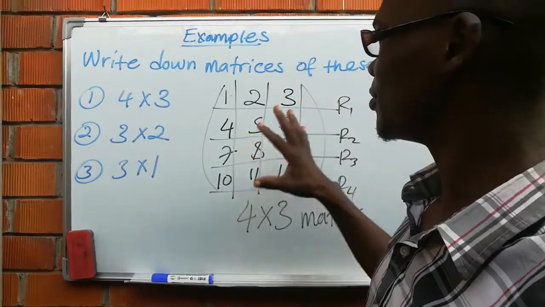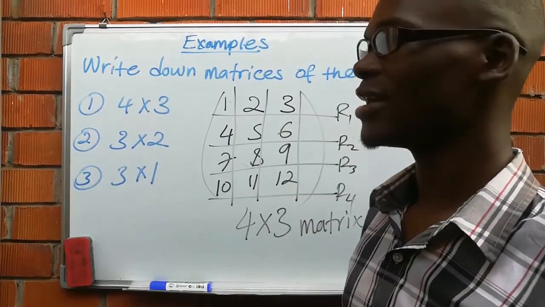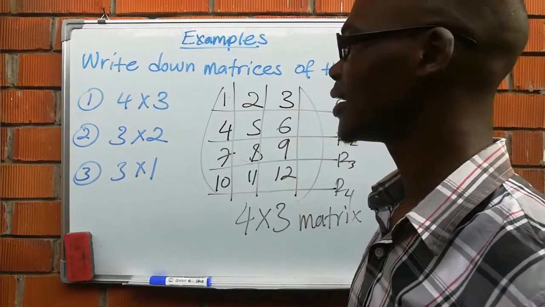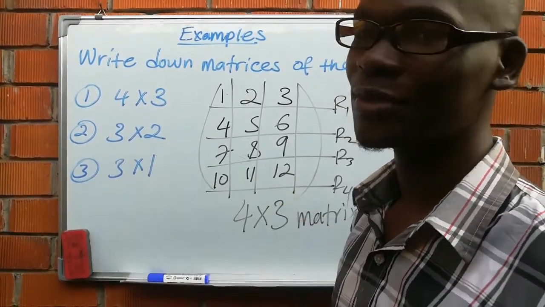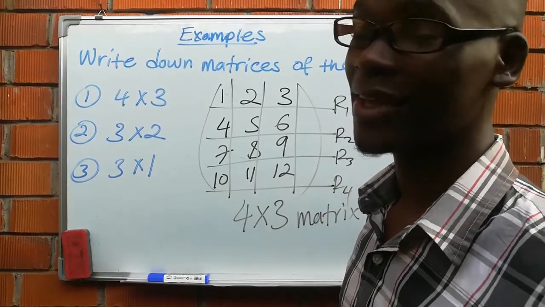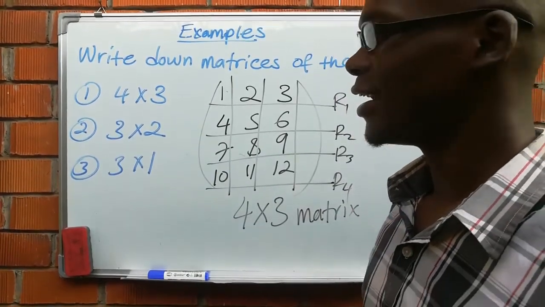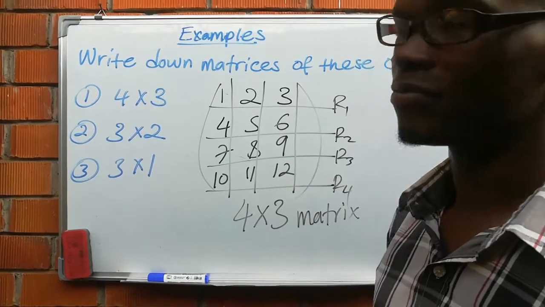So after looking at how we form a matrix when given an order, you try these two for your own practice. Remember, practice makes improvement. Let us look at the square matrix.